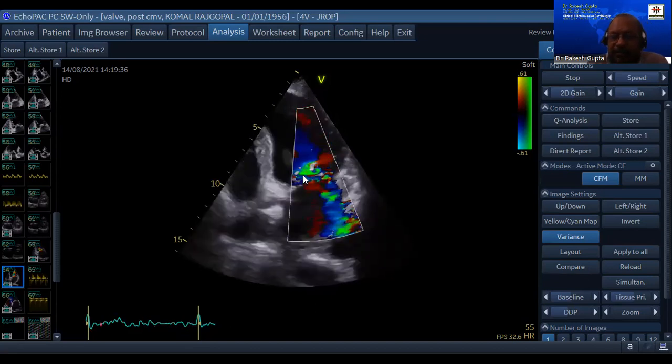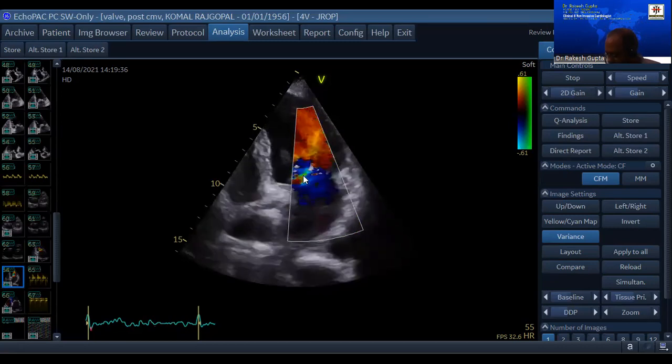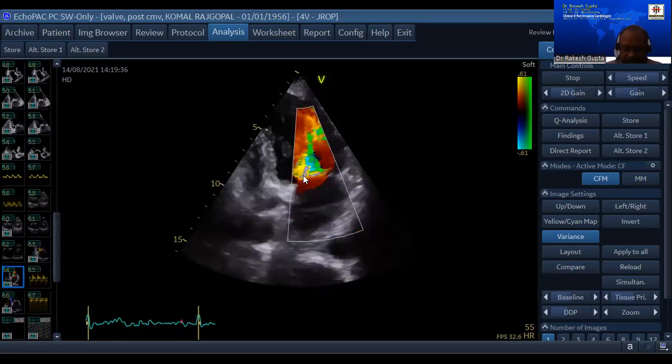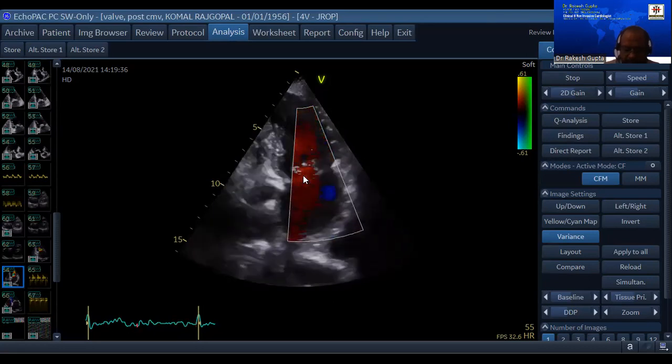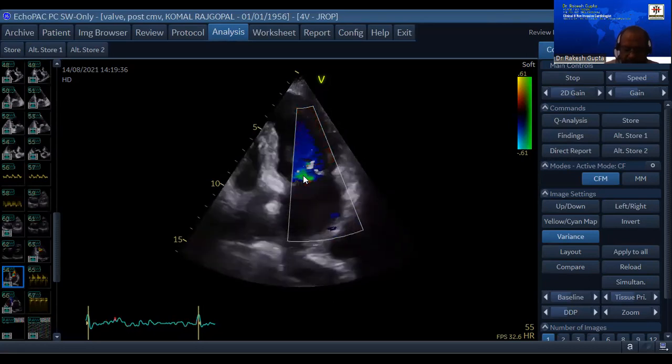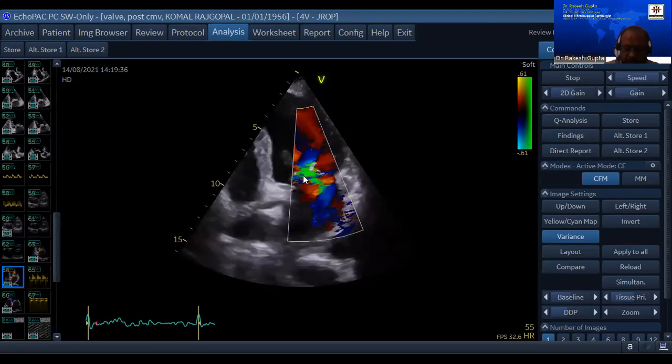Is that question clear for mitral stenosis? Yes. Anybody else? Good evening, sir. Good evening. Yes, sir. Dr. Samrat here. Sir, I had just one query, sir. How to differentiate between vegetations and mitral wall thickening, sir?